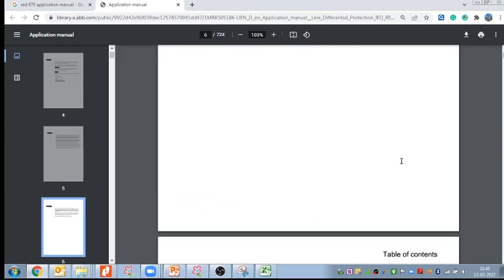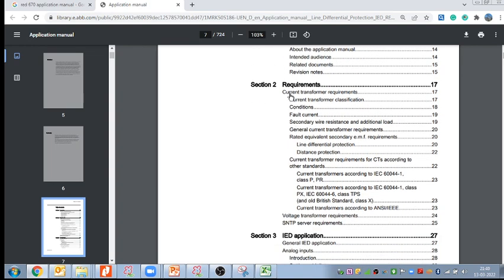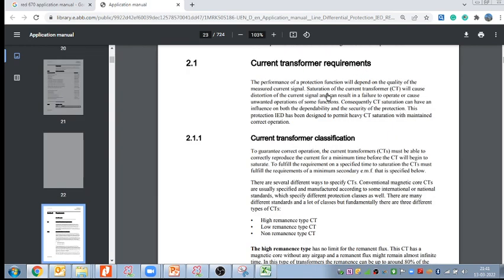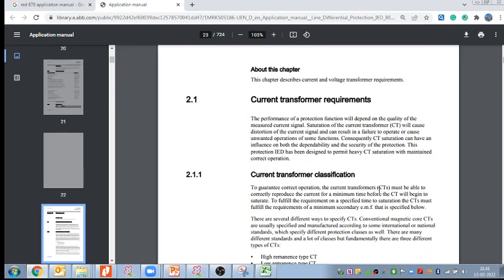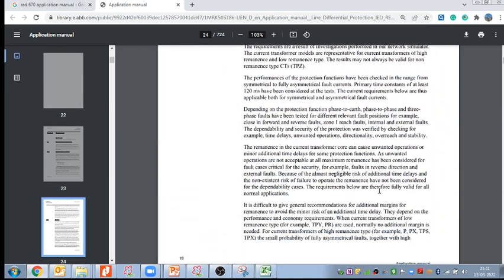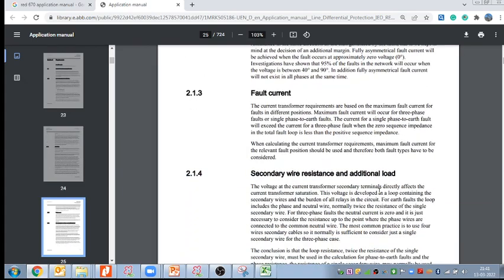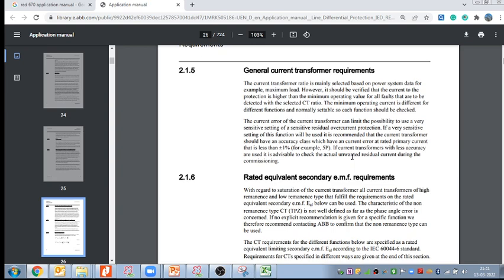Introduction, requirement, current transformer requirement. I am directly going to the current transformer requirement. The performance of protection functions is also given, and now directly go to the formulas: fault current, secondary winding resistance, and additional load. General current transformer requirement.